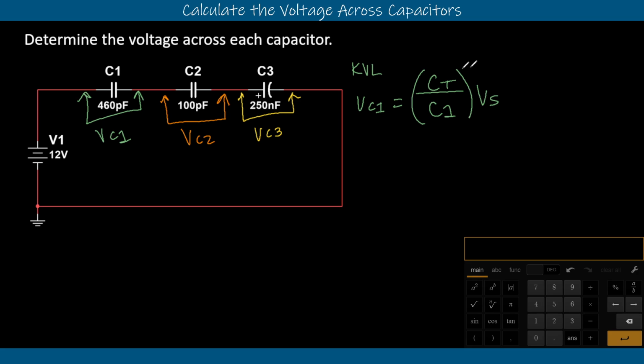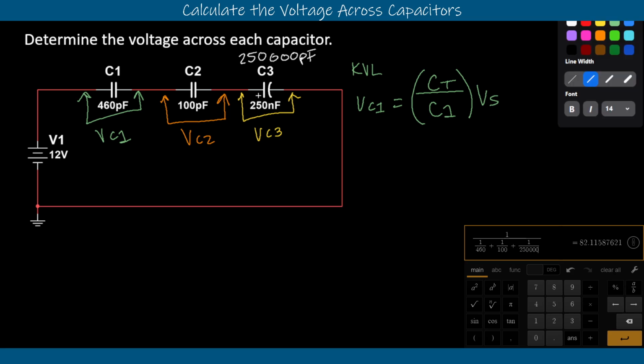Okay, so we'll set this in here, and we know most of these. We don't know our CT yet, so let's fix up our CT. We can actually do that by moving C3 into a picofarad, because all the other ones are in picofarad. So we'll move C3 into picofarad and say it's actually 250,000 picofarad. And we'll calculate out our total capacitance using that. So our CT is equal to 1 over 1 over our 460 plus 1 over 100 plus 1 over our large number of 250,000 picofarads. That means our answer is also in picofarads.